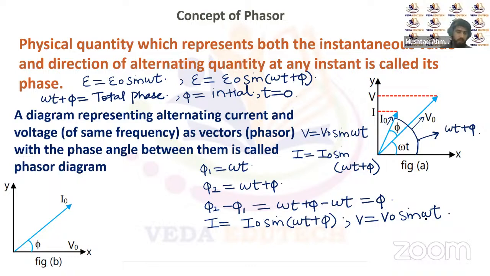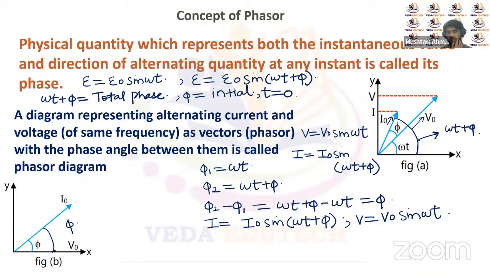Similarly, here you can see this is the voltage. V naught is the voltage and I naught is the current here. And you can see here the phase difference between the current and the voltage is actually phi. Or we can say current leads the voltage by a phase of phi. So this is the concept of the phasor diagrams, and all these AC circuits will be discussed one by one using these phasor diagrams.